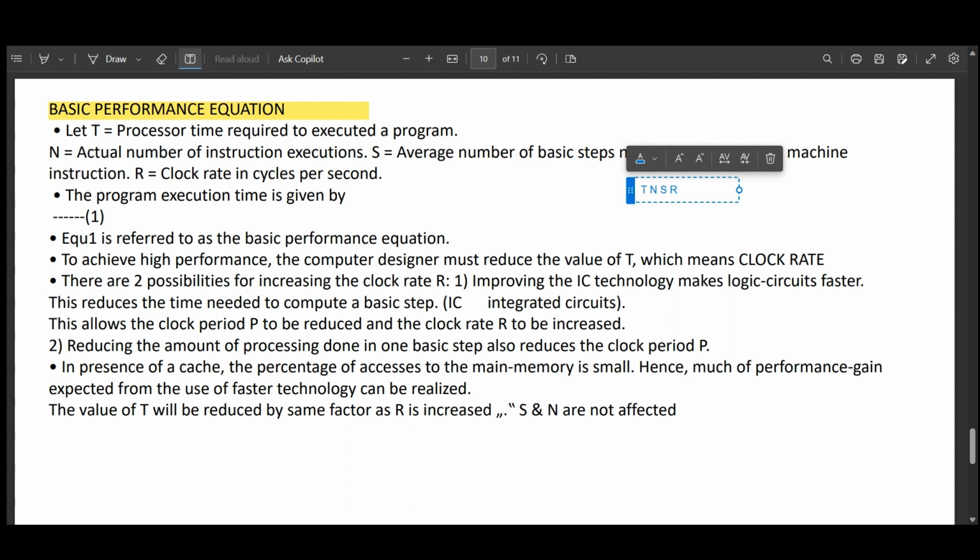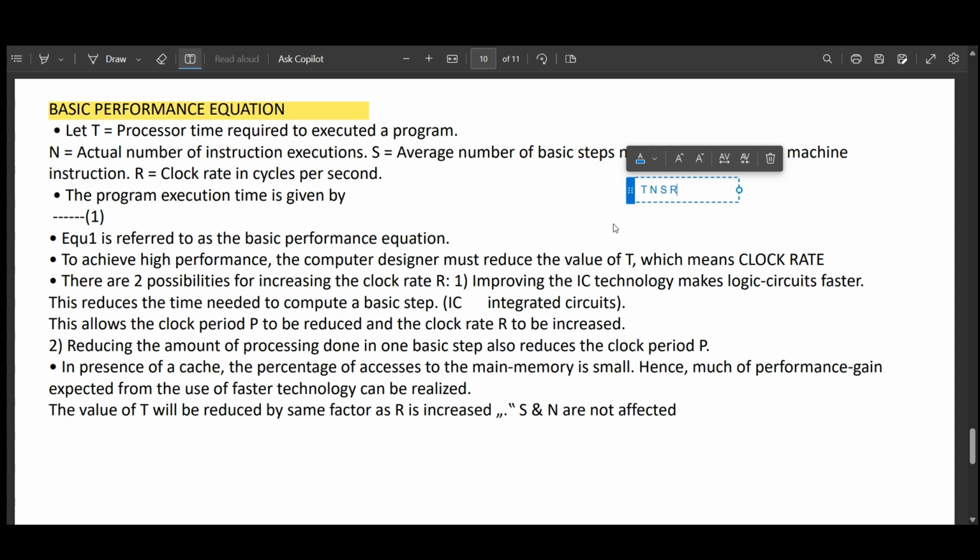So you all know that in order to get good performance of the computer, you need to reduce the time needed to execute a program, right? How can you reduce the time that is required to execute a program? So we have an equation for that. With that we can easily reduce the time required and increase the performance. The concept is very simple. There are four alphabets: T, N, S and R.